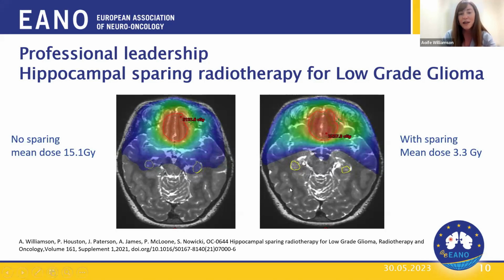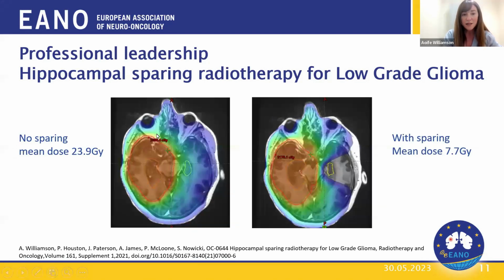But when we implement a volumetric sparing technique, you can see that we can shield the dose nicely off both the brainstem and the hippocampus actually, and we could substantially reduce the dose down to the hippocampus using this modern technique for radiotherapy planning.